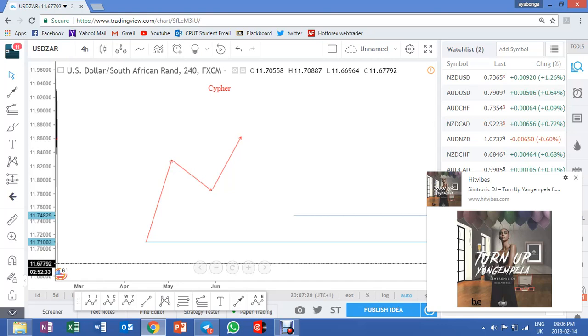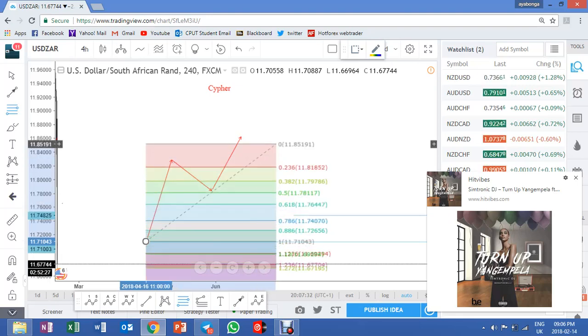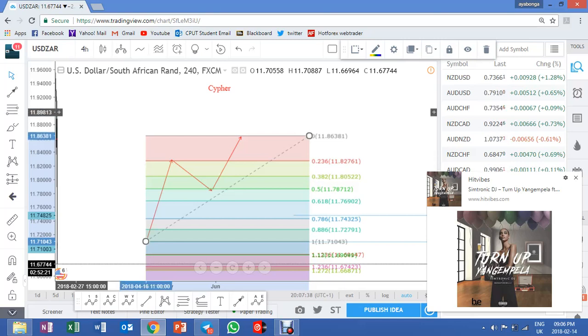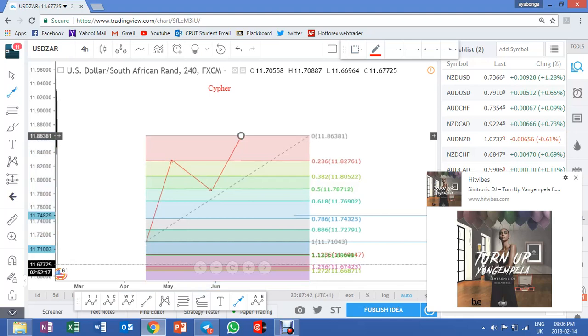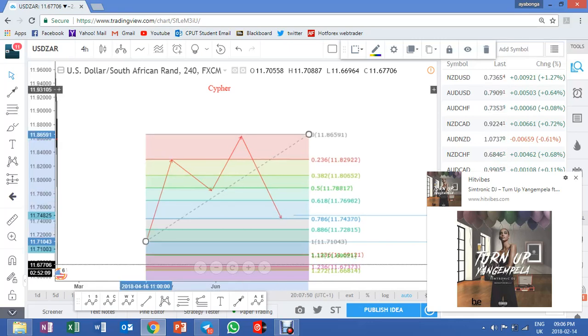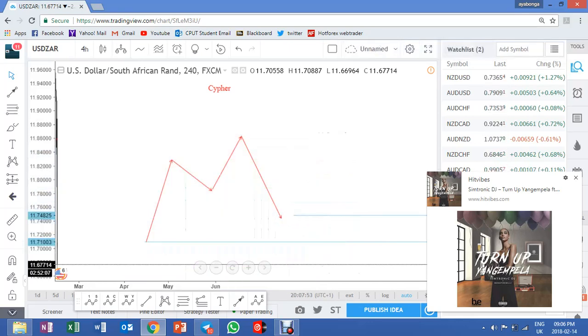Then your D point, it's a Fibonacci retracement tool that you're using, and you extend it from A to your C, and then you look for your 78.6. There you have your 78.6 retracement, and then you have your Cypher pattern like this.